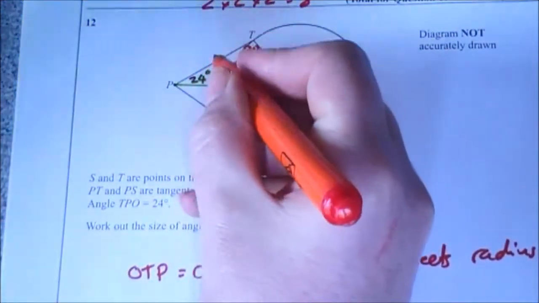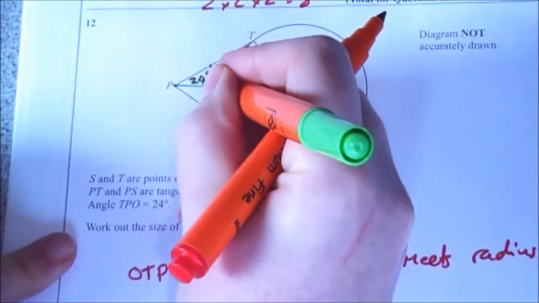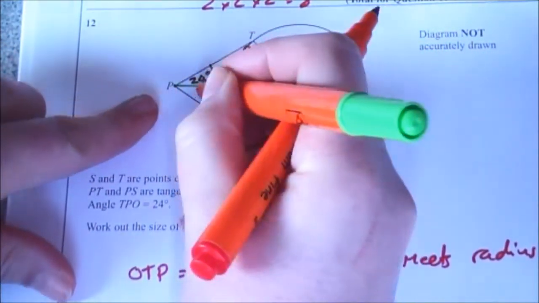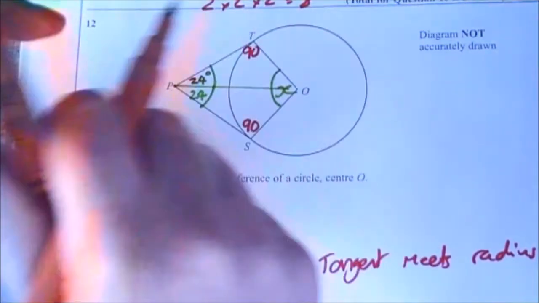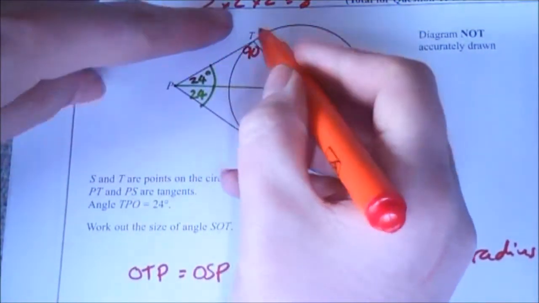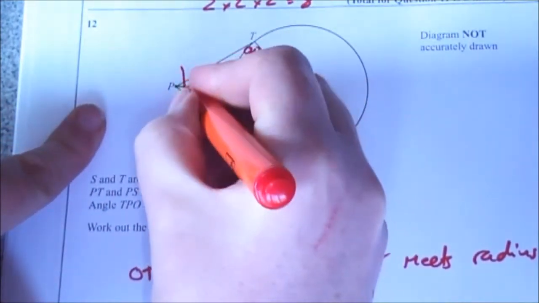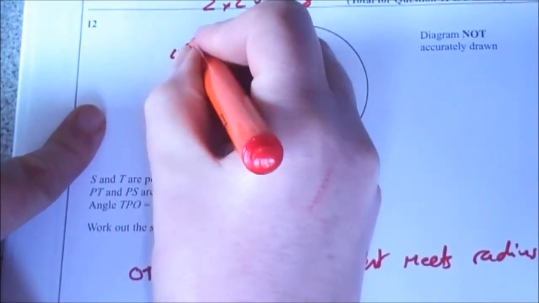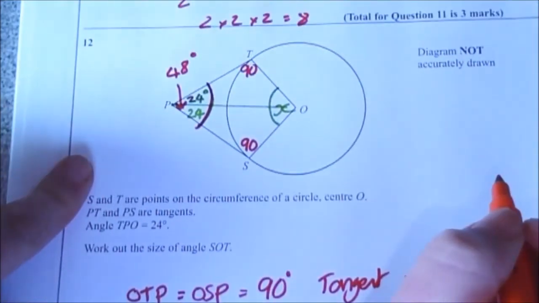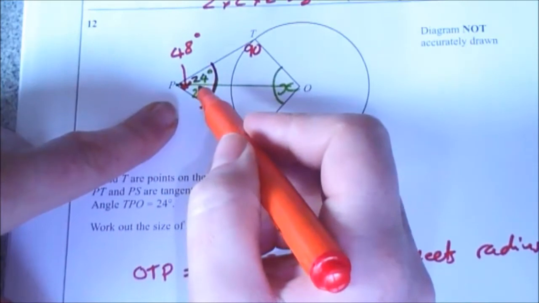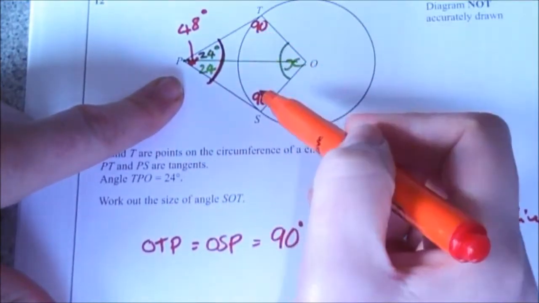Now I know this angle here is 24 degrees, and that is actually half of this whole angle, so that's also 24 degrees, which means that this whole angle TPS is 48 degrees.